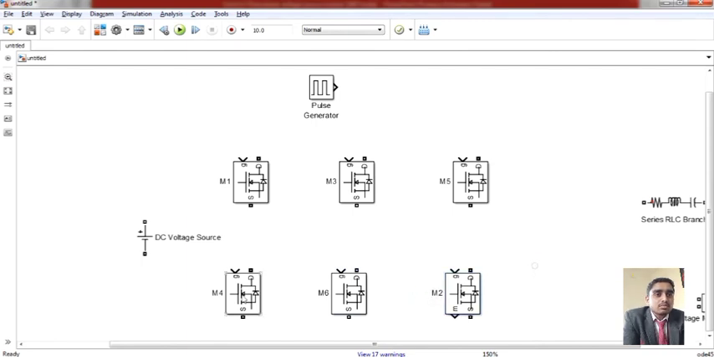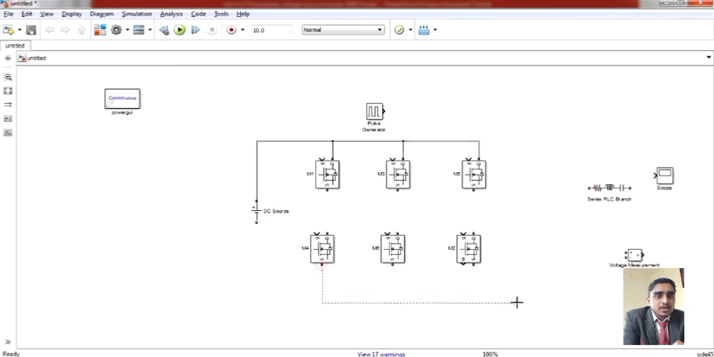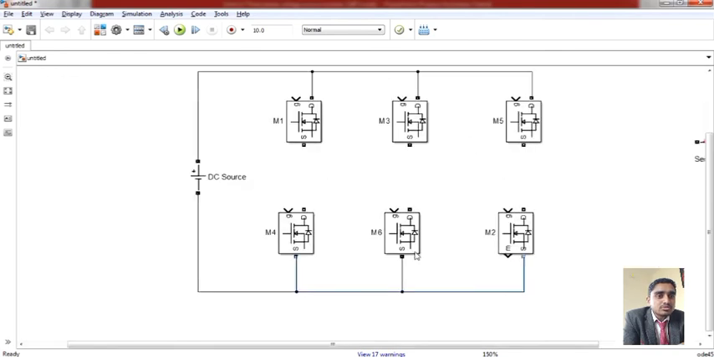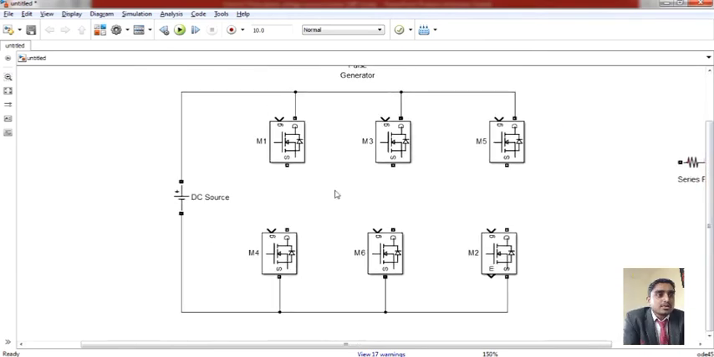And in the load we will require only resistance, so we will modify it, select the 5 ohm resistance, and apply and OK. I will require 3 resistors for the star connection, so I will copy and paste it. Then I will connect R1 to the MOSFETs M1 and M4, R2 to the MOSFETs M3 and M6, and R3 to the MOSFETs M5 and M2 at the midpoint.